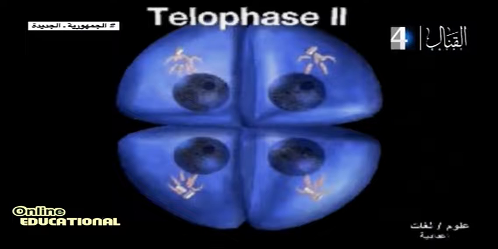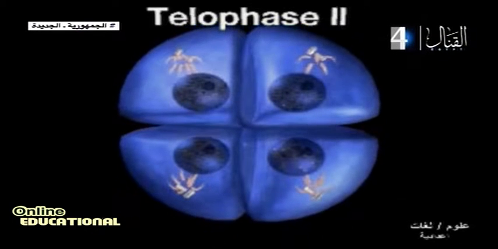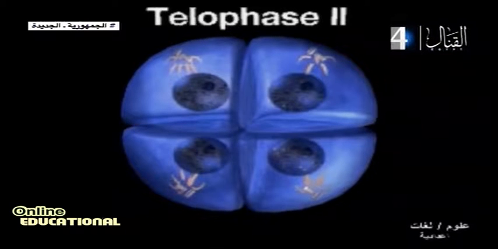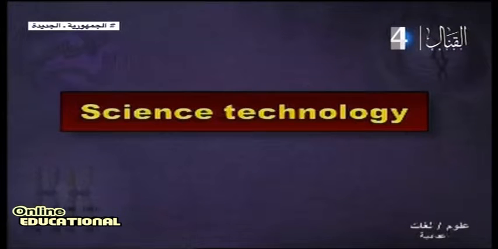So here we have four cells. Each one contains n chromosomes, or 23 chromosomes in the case of humans. These are the gametes of male or female. Here, the four cells are finally formed in telophase 2 of the cell division.